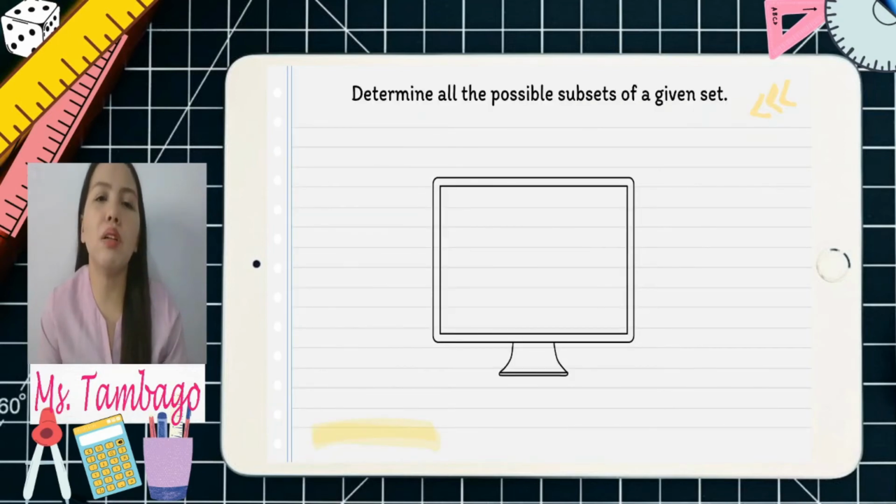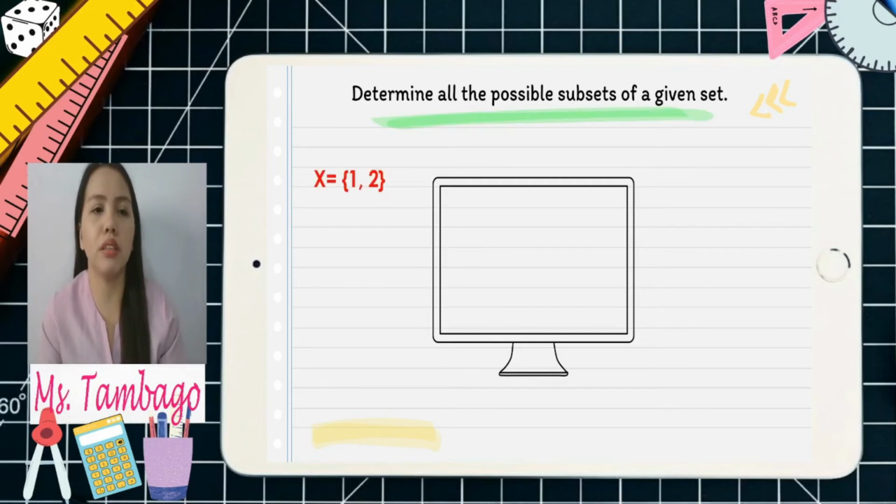Can we determine all the possible subsets of a given set? Yes. So how are we going to determine all the possible subsets of a given set? So like for example, this set X is equal to {1, 2}. How are we going to determine all the subsets? First, we can list it first one by one. Let's use the braces or the empty set. Okay, that is always the first one.